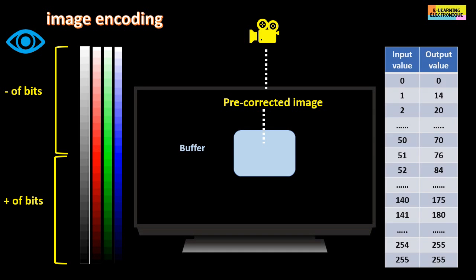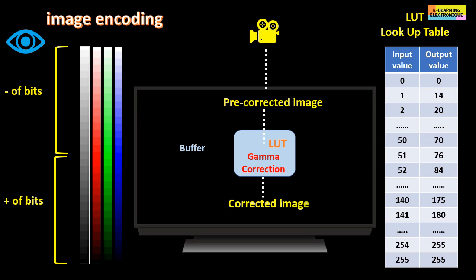These new values are used to correct the image, because it should be remembered that during the recording the image was pre-corrected. The new values are assigned according to a correspondence table known as the LUT, which is the acronym for lookup table. In the first column are written all the input values, and in the second are written the new values. The LCD screen uses this table to make a gamma correction of the image.